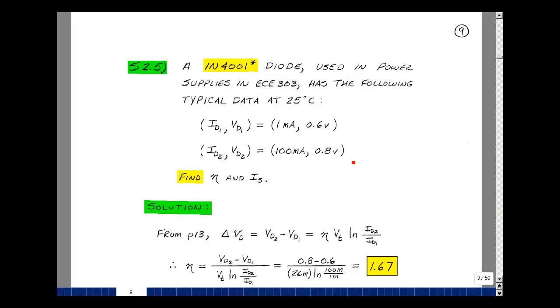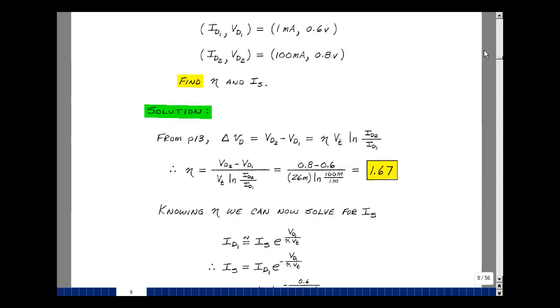What I like to do is figure out the value of eta and I sub s given two data points. Because I have two unknowns, I would need two data points. Let's take a look at how we're going to solve that. In the Chapter 2 notes on page 13, we had a formula for calculating the change in voltage based on a change in current. And this formula didn't depend on the value of I sub s. See if we can use this formula to solve for eta and then eventually I sub s.